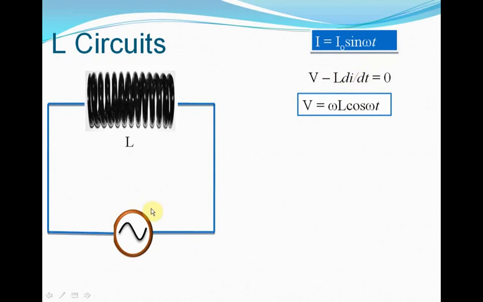That simplification gives us the value of the potential difference across the inductor as omega L cos omega t. When we further simplify this expression, we get V equal to V0 sin of omega t plus pi by 2. Interesting, isn't it? What we can clearly deduce from this expression is that in case of an inductor, the voltage leads the current by an angle pi by 2, isn't it? After all, I is I0 sin omega t and V is V0 sin of omega t plus pi by 2. So you must remember this important fact that in case of an inductor, the voltage always leads the current.